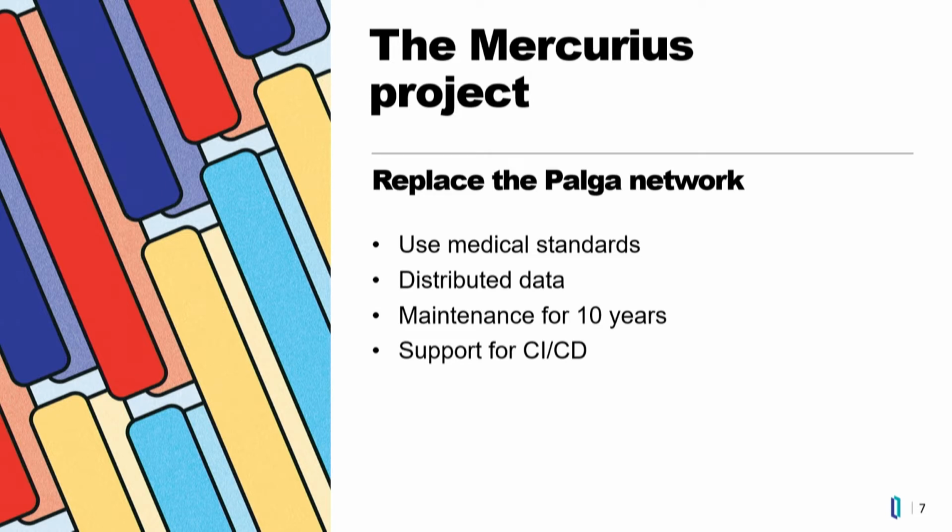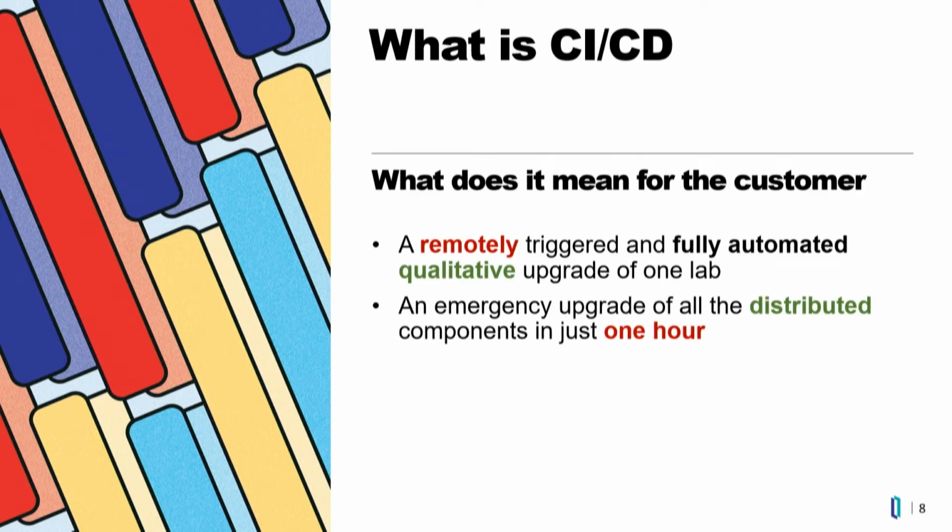So what is CI/CD? What is continuous integration and continuous deployment? Rather than showing you the definition of Wikipedia, I'm showing you what the customer stood by it. Basically, they want to remotely trigger a fully automated and qualitative upgrade of one lab, but also to be able to deliver an emergency upgrade of all the distributed systems in just 1 hour. And remember, it is about 50 labs and some central nodes. So in order to give you a good grasp on how that works, we are going to take you on an Agile journey.